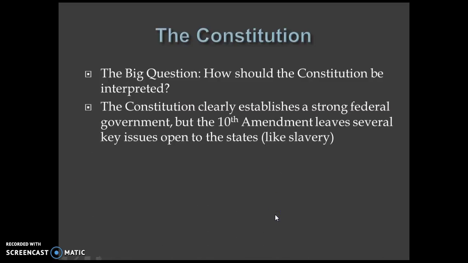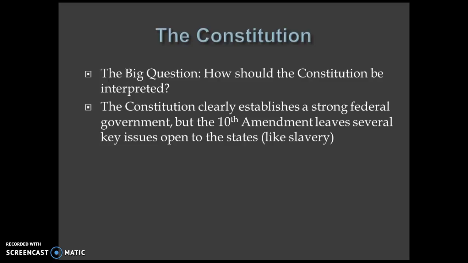Now, if you look at the Constitution, it very clearly establishes a strong federal government. That was the purpose. Remember, the Articles of Confederation were too weak. The central government was too weak under the Articles for the government to really function, for the country to really be successful. So they knew they had to get rid of the Articles and create a new Constitution with a stronger federal government. So that's clear.